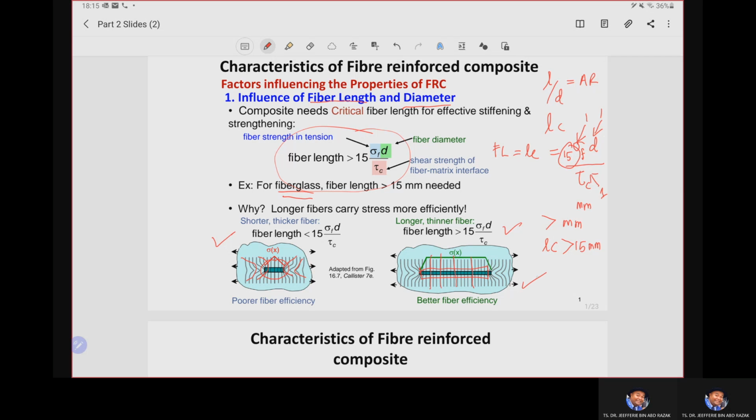Better fiber efficiency can be seen here at the stress axial position, longitudinal to the fiber orientation, and the applied stress is becoming equal to the fiber length.